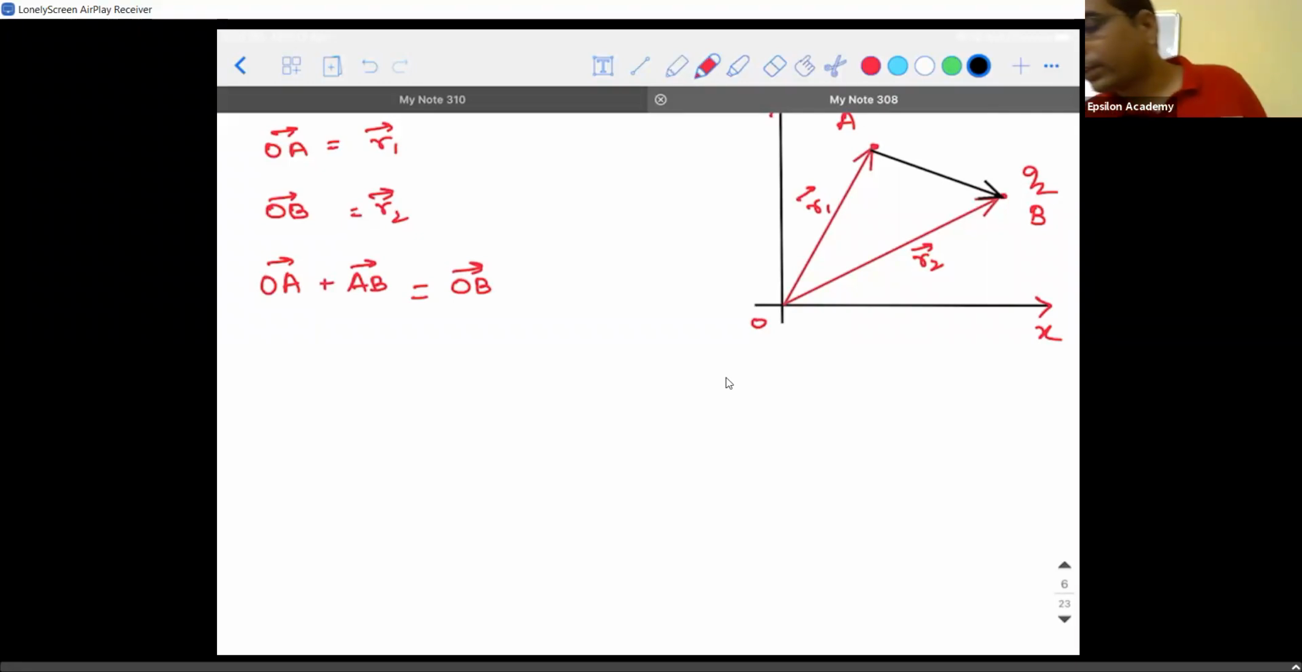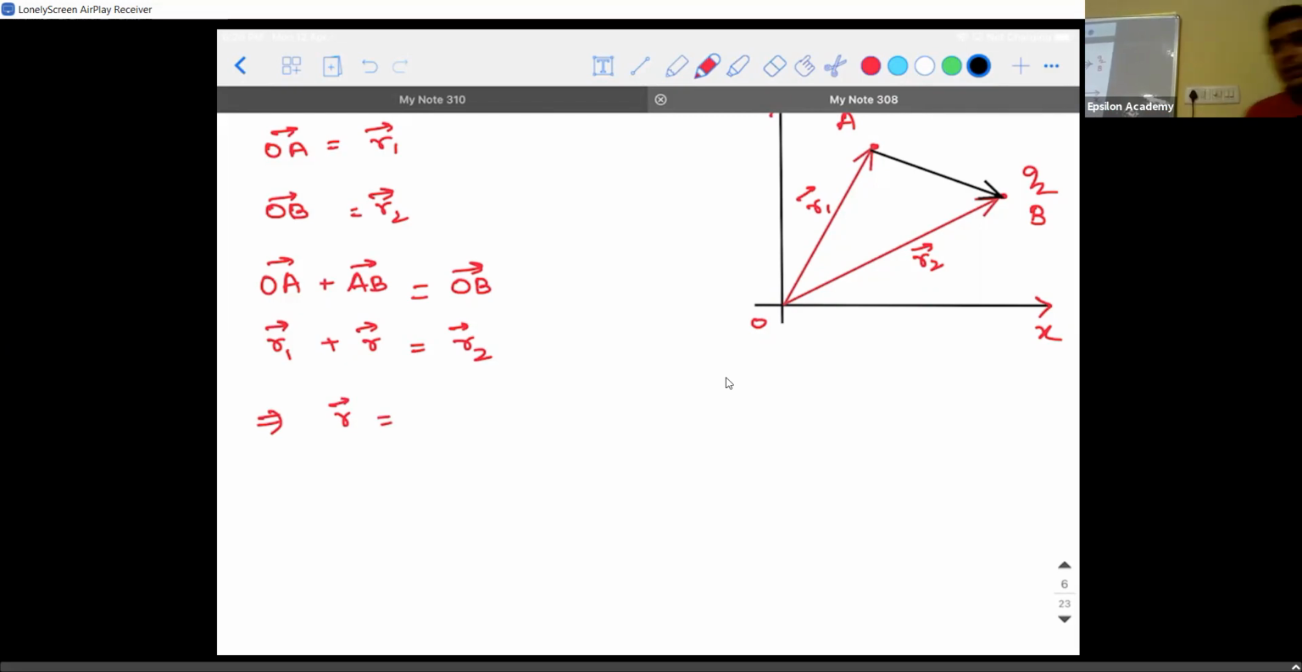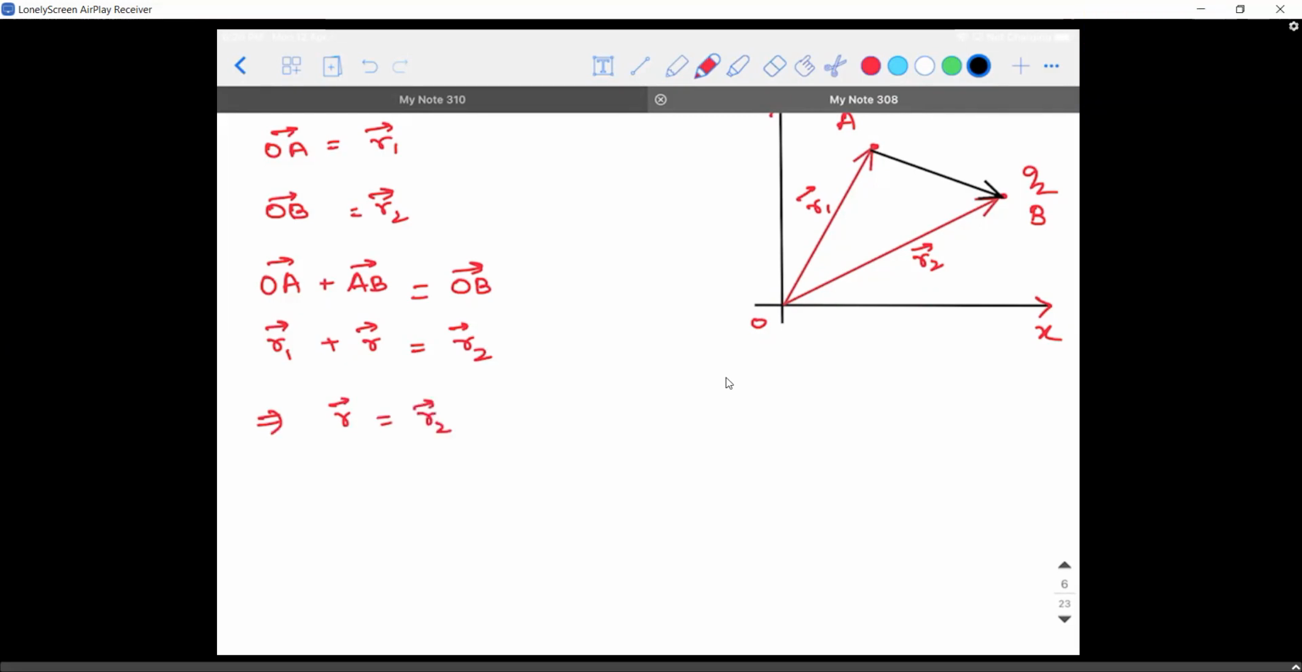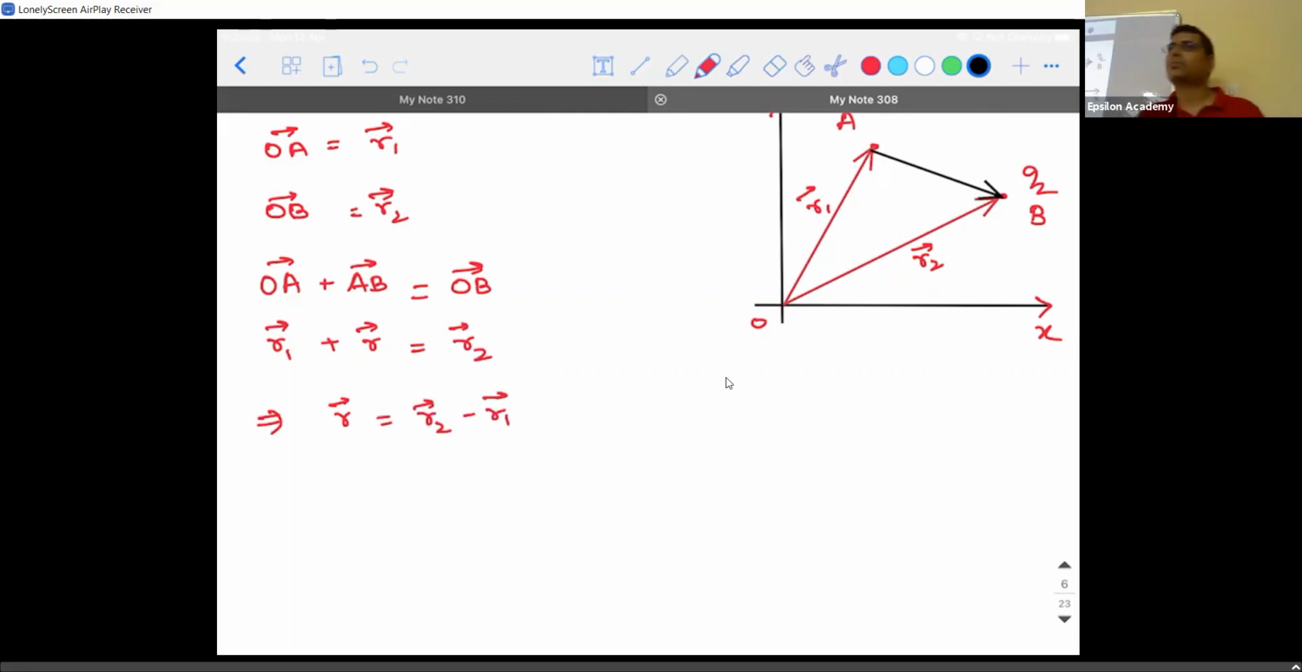So OA vector is given as R1 vector. If I call AB vector as R vector, a general vector R, then R1 vector plus R vector is given as R2 vector, which implies R vector is equal to how much? R2 vector minus R1 vector, simple logic. Now, I'm just taking the help of the concept of relative velocity from your last year. You don't remember also, no problem. If I have to find the relative velocity of 1 with respect to 2, it is 1 minus 2.